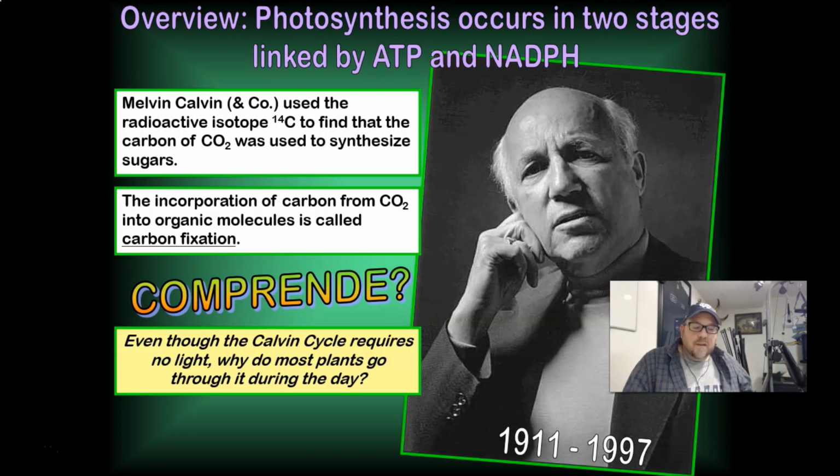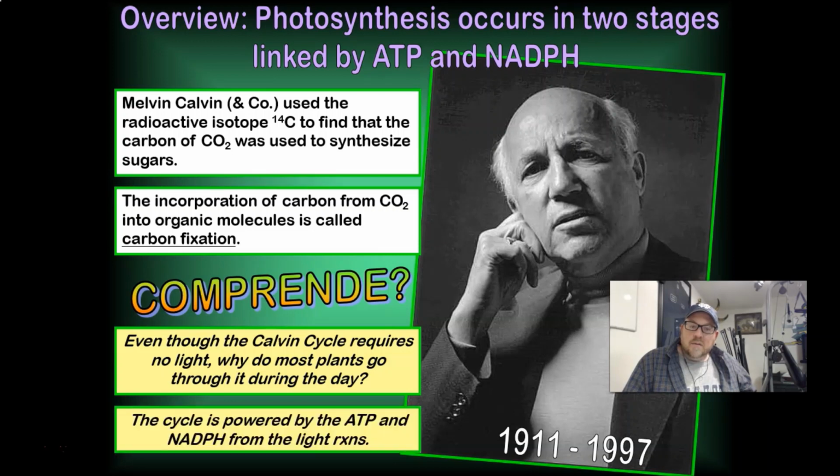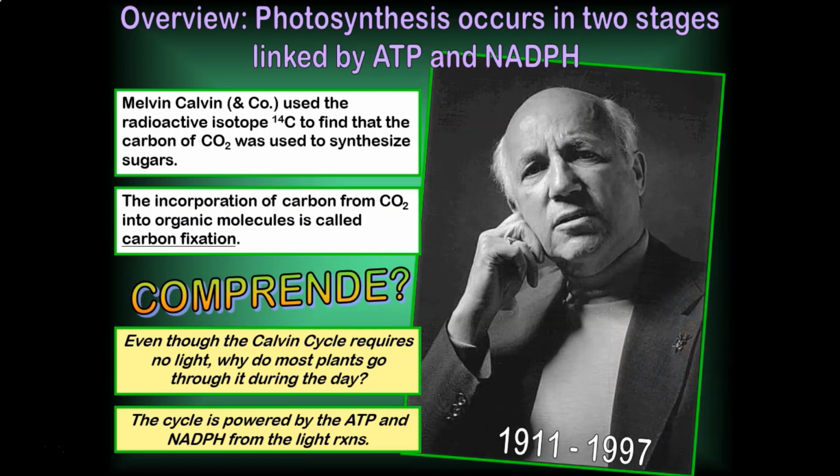So why would a plant still go through this during the day? Think about the products of the light reactions, right? To power this cycle, you need the ATP and the NADPH from the light reactions. So even though the Calvin cycle doesn't directly need light, it certainly indirectly does need light. All right, here we go.